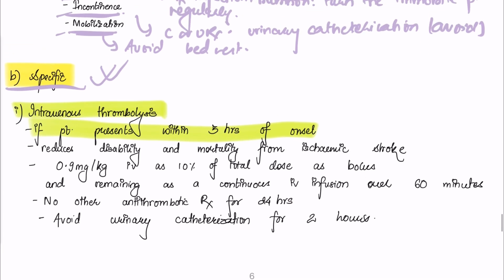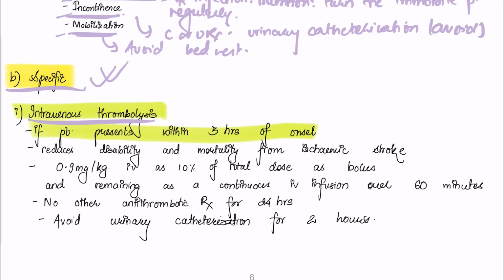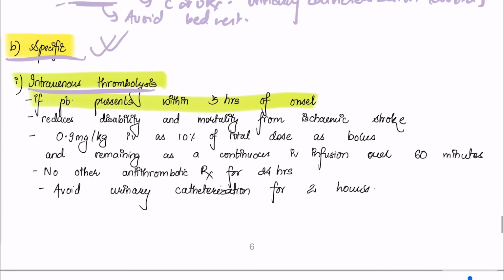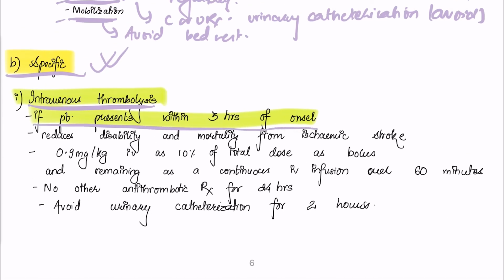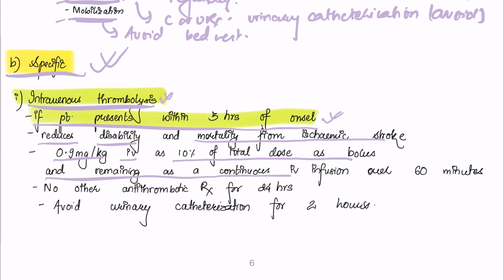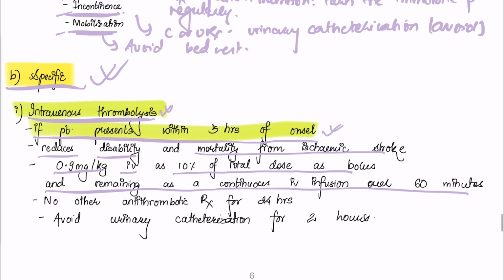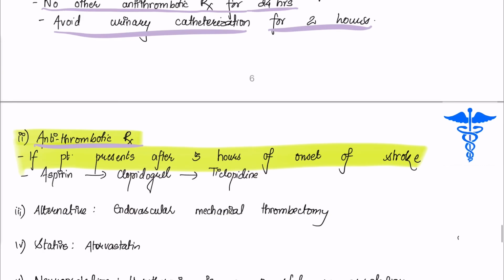Now, talking about the specific treatment, it is divided into intravenous thrombolysis and antithrombotic treatment. If the patient presents within 3 hours of onset, then intravenous thrombolysis is done, which reduces the disability and mortality from ischemic stroke. The drug is given at the rate of 0.9 mg per kg IV, with 10% of the total dose as bolus, and the remaining as a continuous IV infusion over 60 minutes. No other antithrombotic treatment is given for 24 hours, and avoid urinary catheterization for 2 hours.